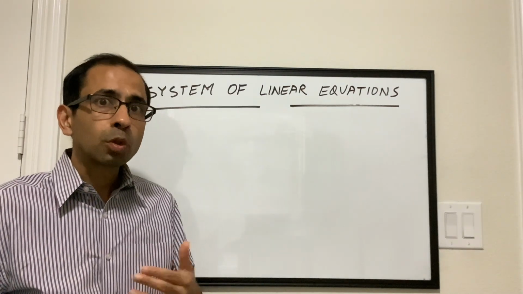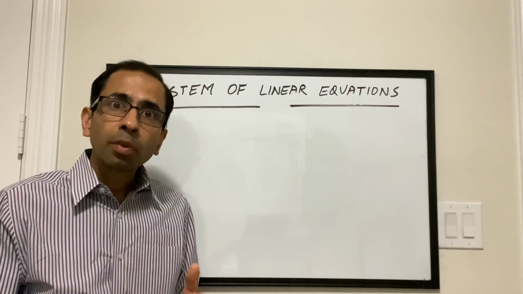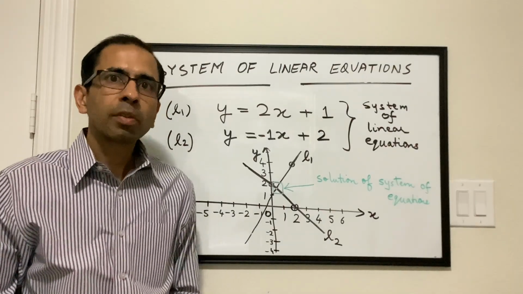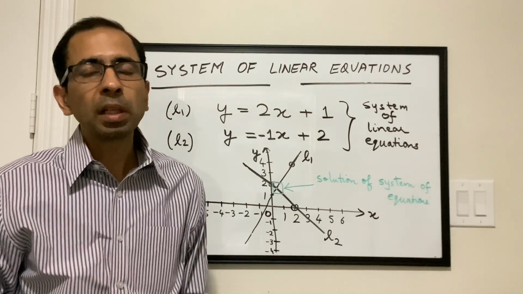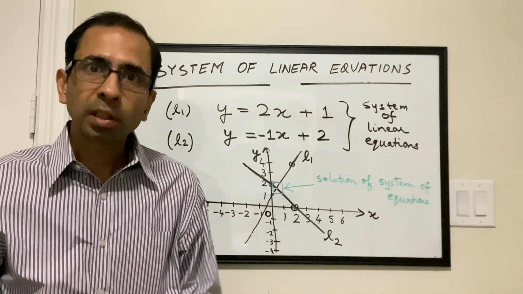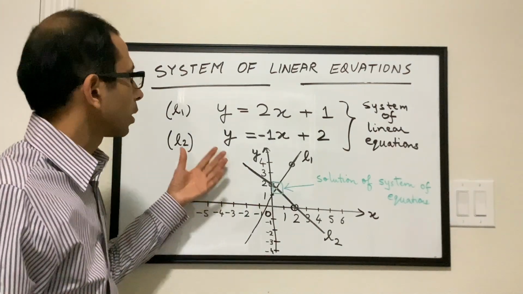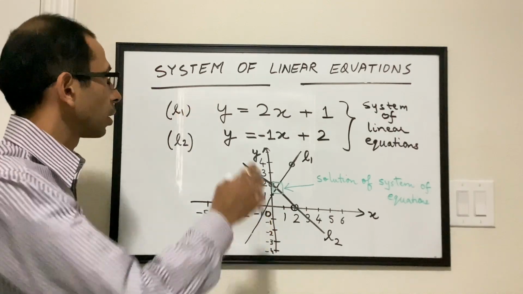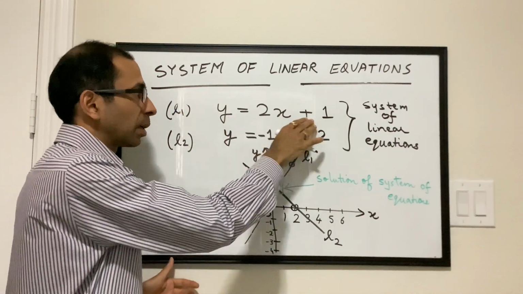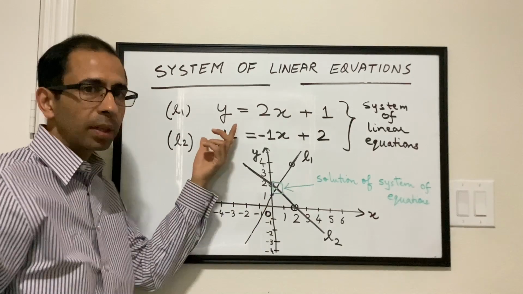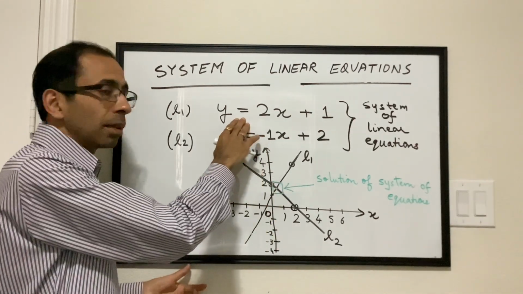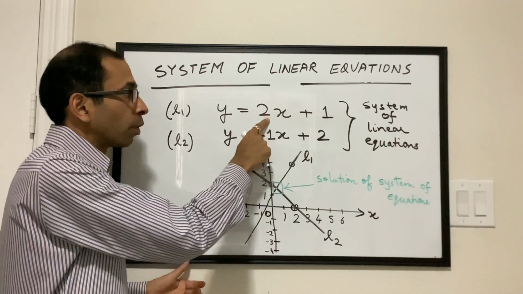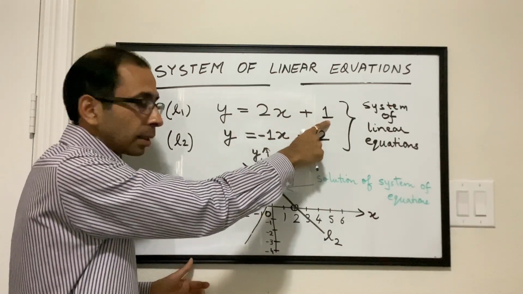So essentially, we're going to talk about the meaning of a system of equations with two equations and two variables. Let's take a simple example of a system of linear equations and see what it means when we say that we are solving a system of equations. What you see on the board is a system of linear equations. The first equation is y equals 2x plus 1. We have seen in the past session that this represents a straight line. In fact, we also know that the straight line will have a slope of 2 and a y-intercept of 1.